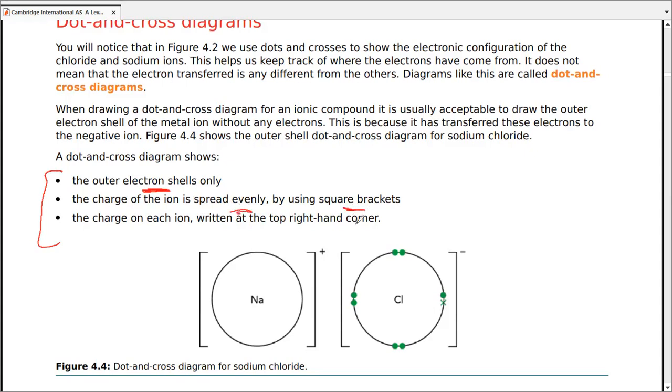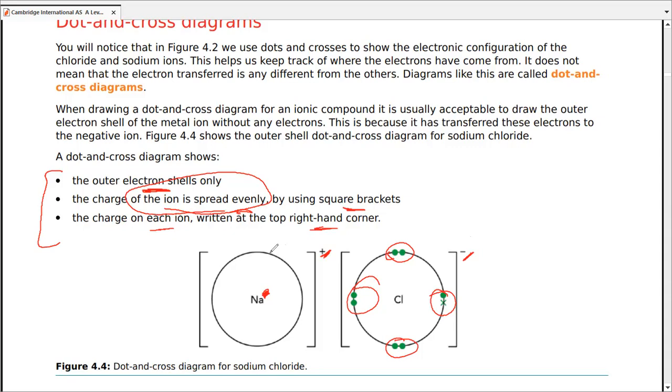So we use square brackets. The charge of the ion is written on the top right hand corner. Remember, don't write it over here. That's not the right way. In A levels, this is the right way. Okay. Drawing the brackets, doing them in pairs, top, bottom, right, left. Explain to the examiners that you are trying to spread the charge evenly.